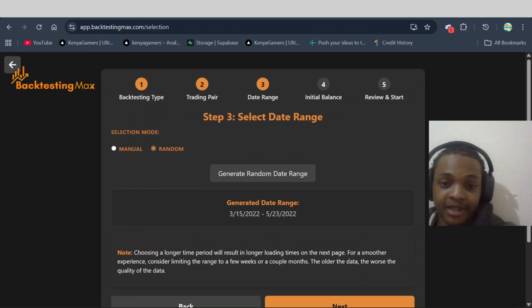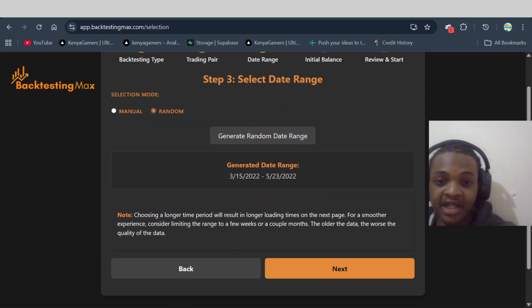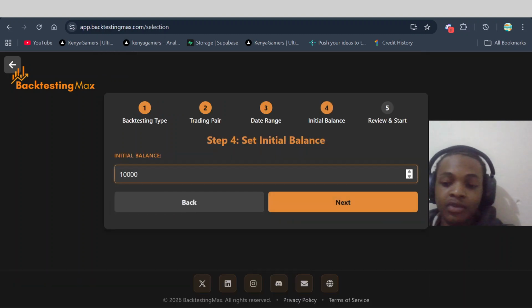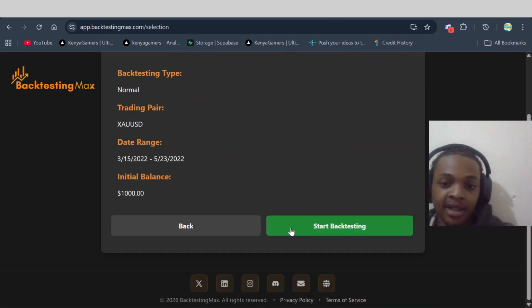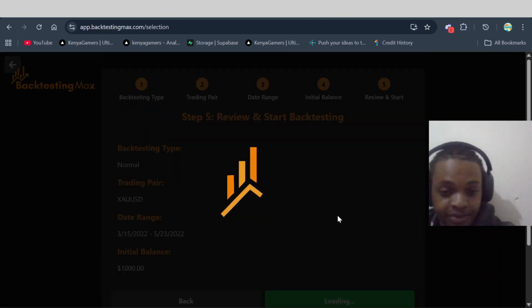Yeah, so today I'll be trading this generated data range from March 15th 2022 to I think May 23rd 2022. So we're gonna use 1000 as our initial balance and start backtesting. I want to use 5 minutes to find a trade. So 105 to 110.